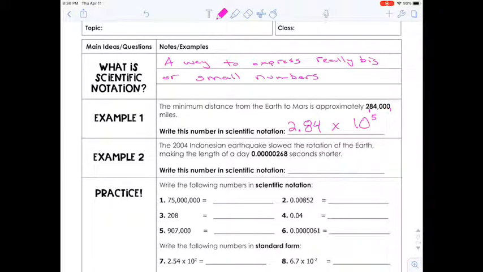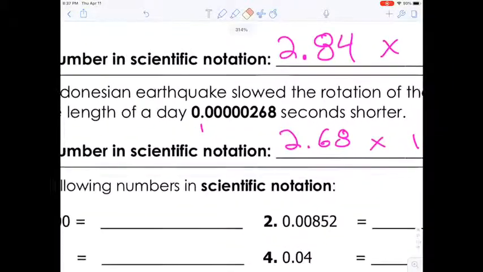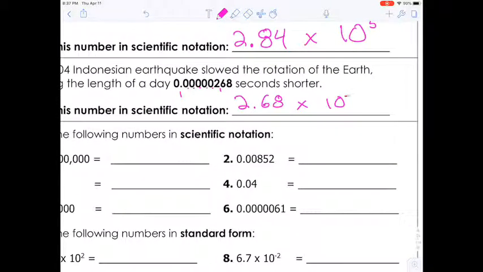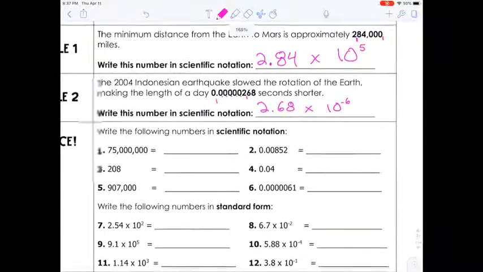Example 2 would be a small number. In 2004, the Indonesian earthquake slowed the rotation of the Earth, making the length of a day barely any shorter. Write the number in scientific notation. So we have to write it between 1 and 10. So this would be 2.68 times 10. And then we have to count how many places we moved the decimal. So we moved that from here to here, which is 1, 2, 3, 4, 5, 6 places. But it's a small number, so it's negative 6 places.